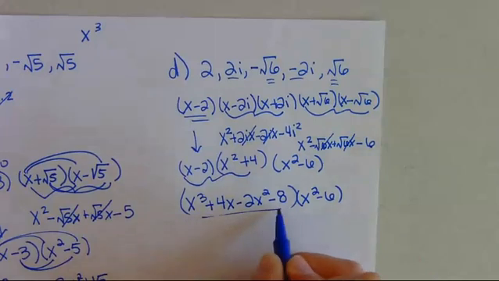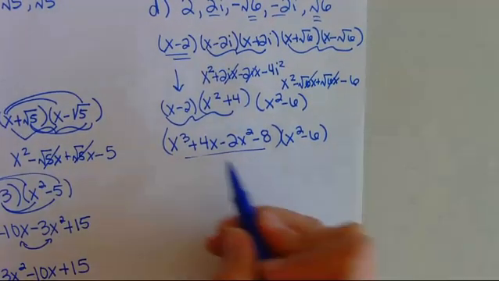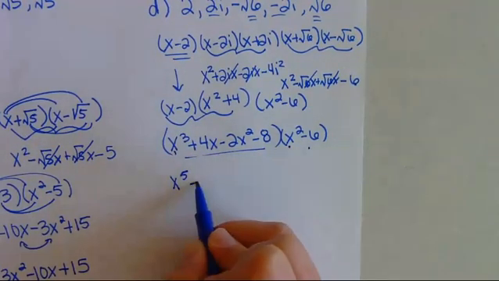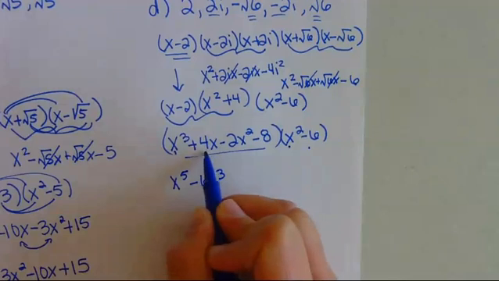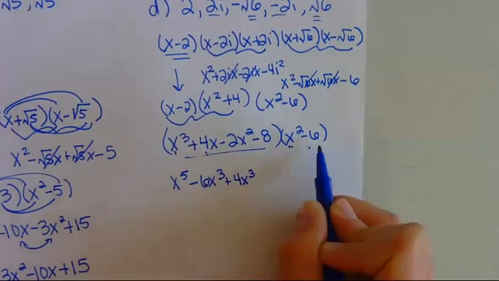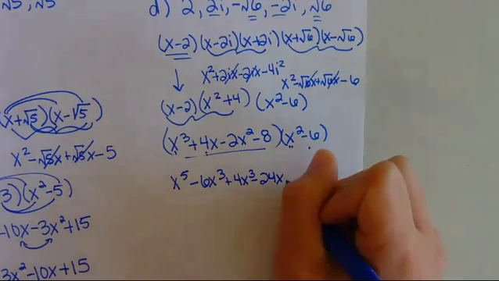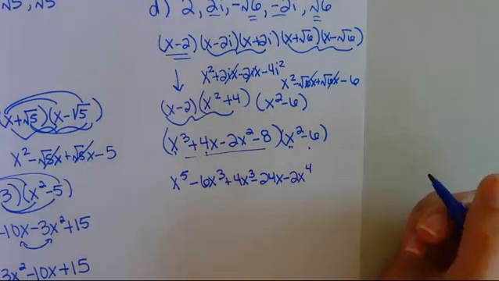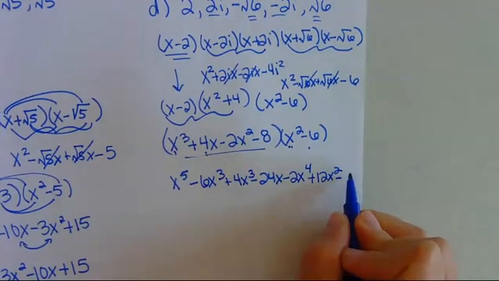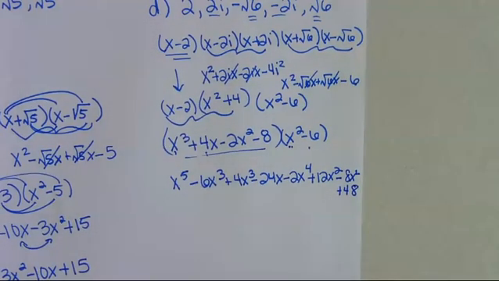You don't need to worry about putting this into standard form just yet because we're not done. We still have to FOIL. So x cubed times x squared is x to the 5th. X cubed times negative 6 is negative 6x cubed. 4x times x squared is going to be 4x cubed. 4x times negative 6, negative 24x. Negative 2x times x squared, negative 2x to the 4th, plus 12x squared, running out of room, minus 8x squared plus 48. So now just be super careful, put this in standard form.